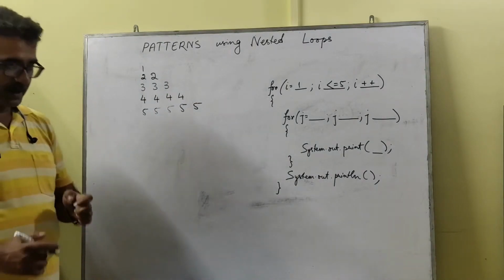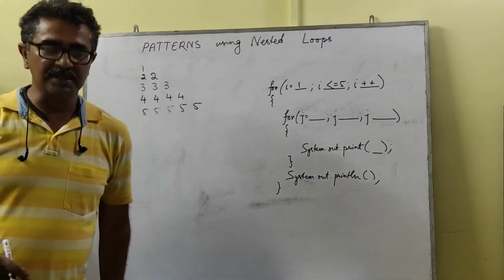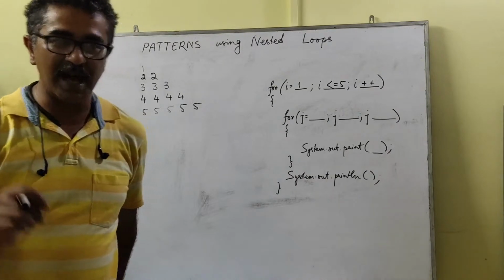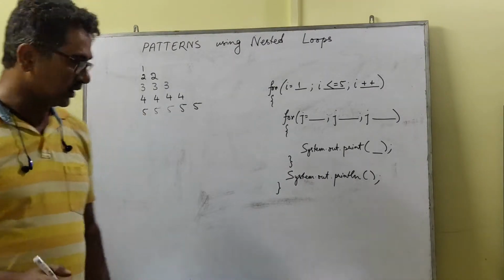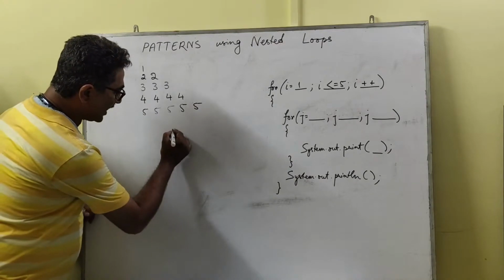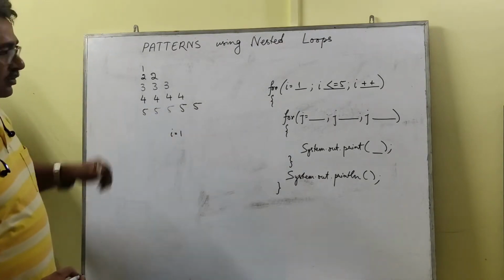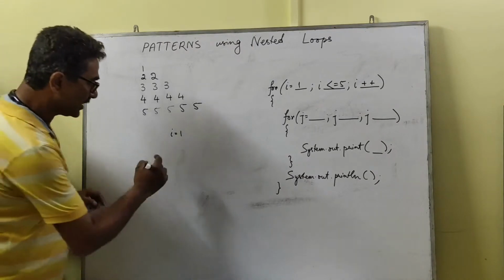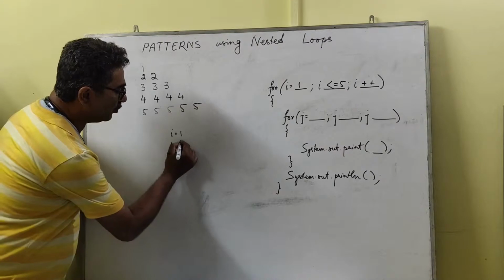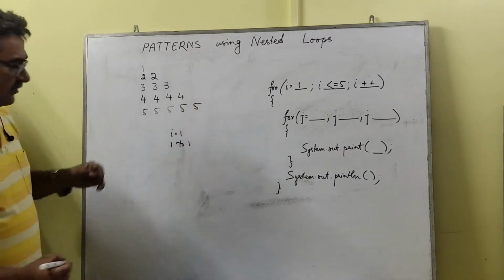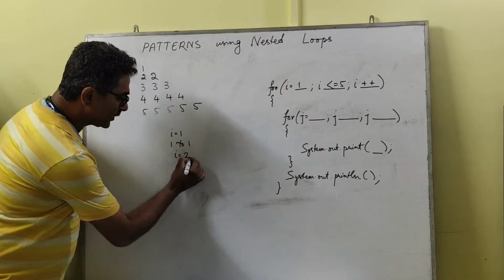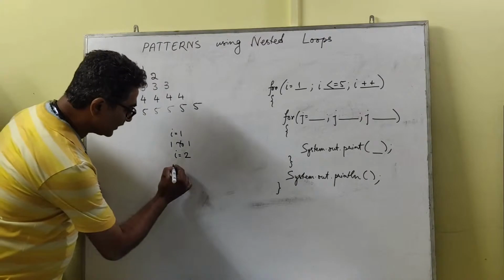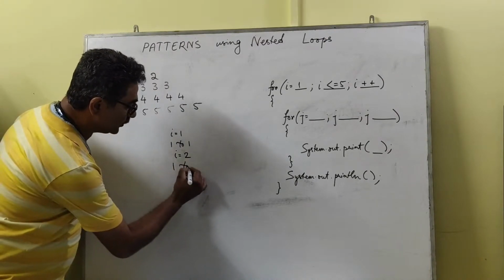Now, for the next part, we are going to determine how many times each of these numbers is getting printed. That is very important. When the value of I is 1, how many times is the number 1 getting printed? Once. So the inner loop should be executed once. So we can tell it should run from 1 to 1. Next time, when the value of I is 2, the number 2 is getting printed 2 times. So I can tell that it should run from 1 to 2.